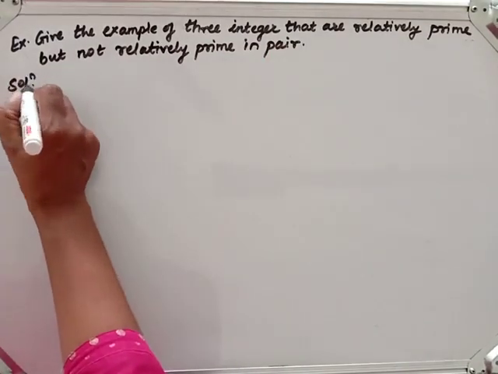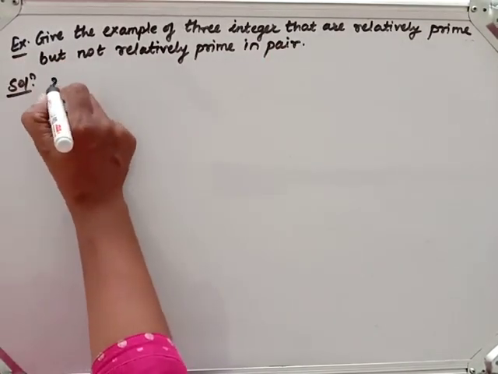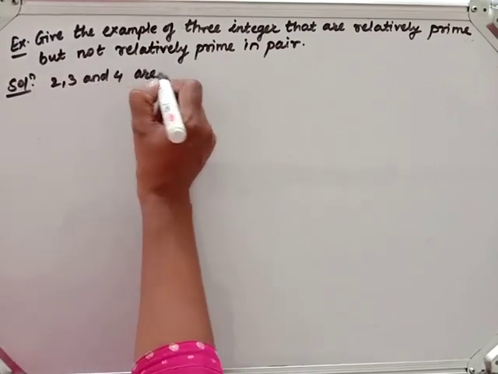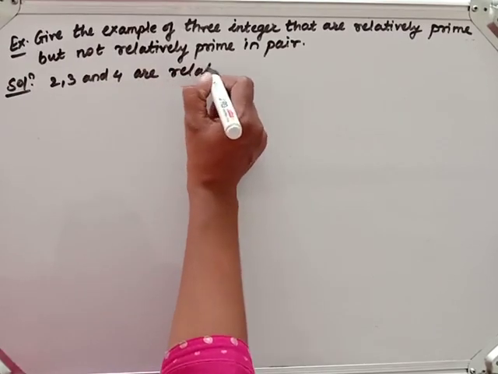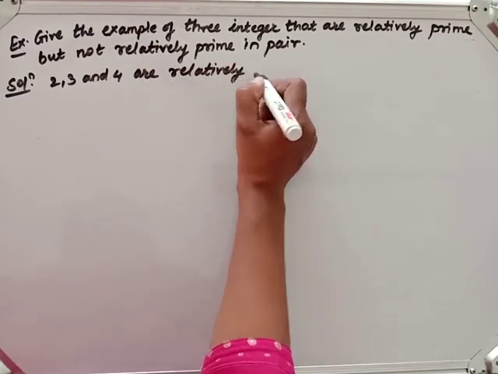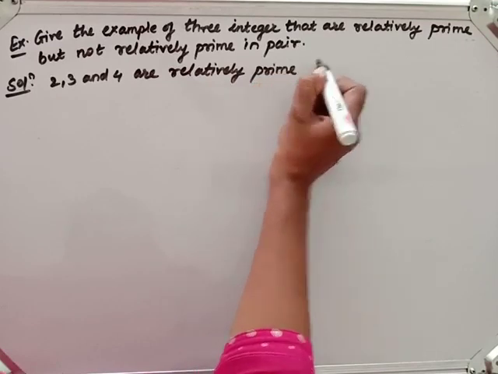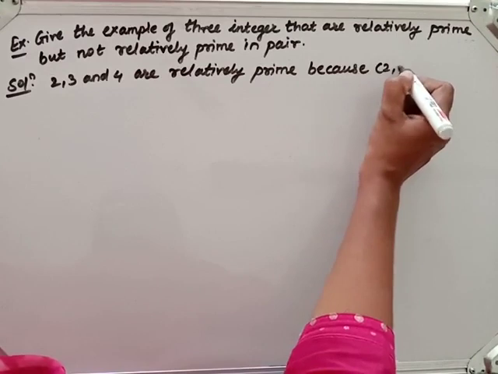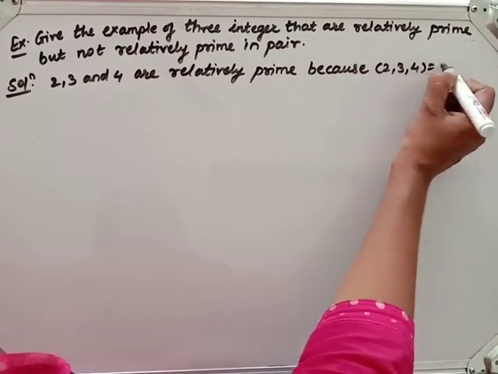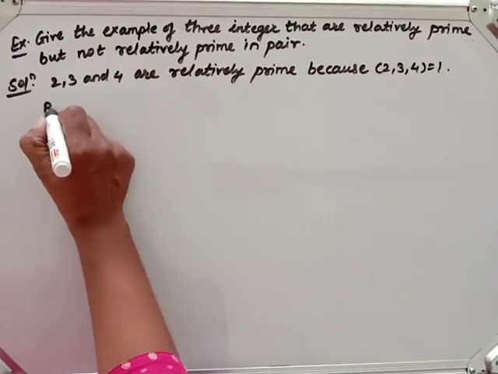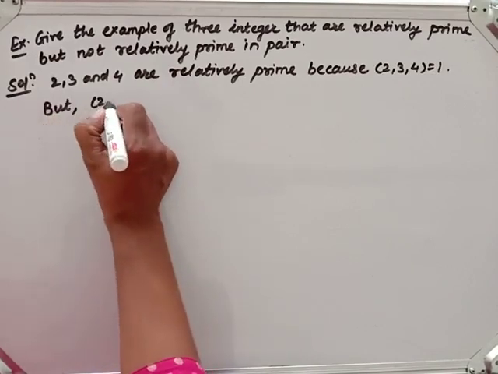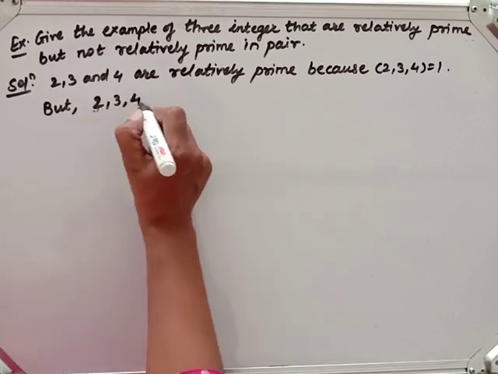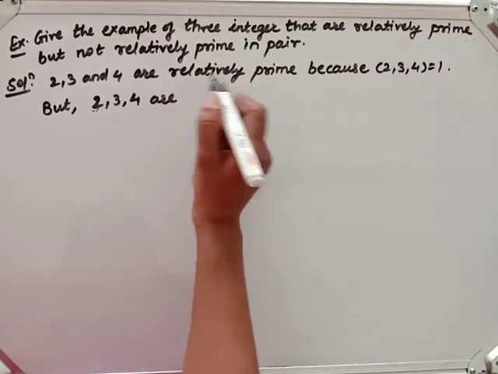Solution: 2, 3 and 4 are relatively prime because the GCD of 2, 3 and 4 is 1. But 2, 3, 4 are not relatively prime in pairs.